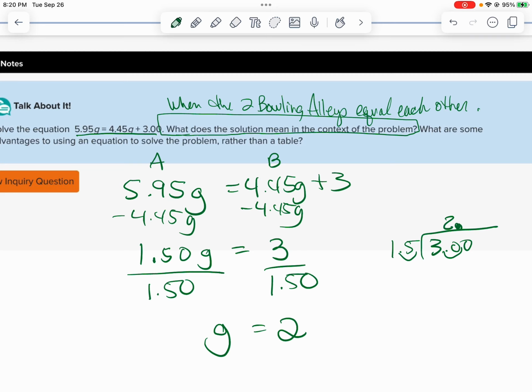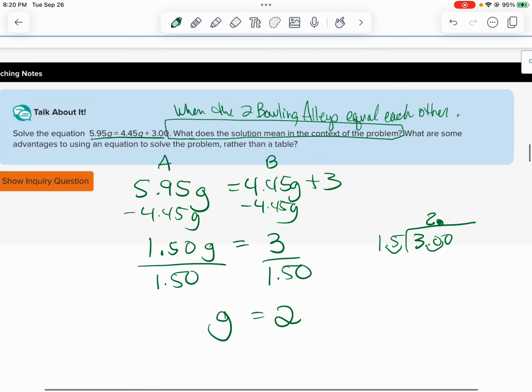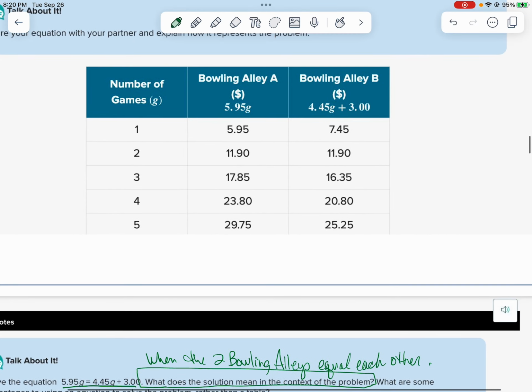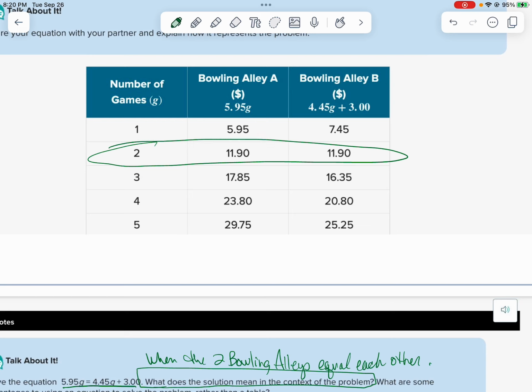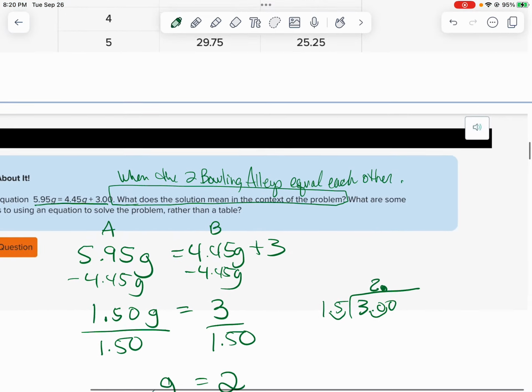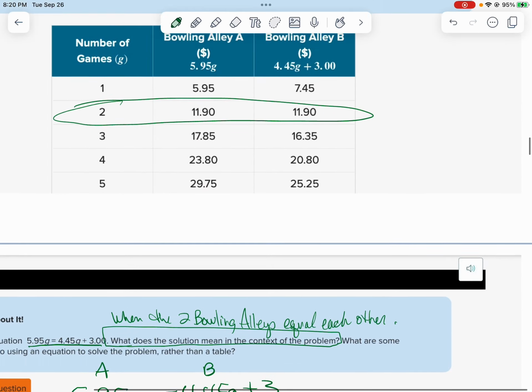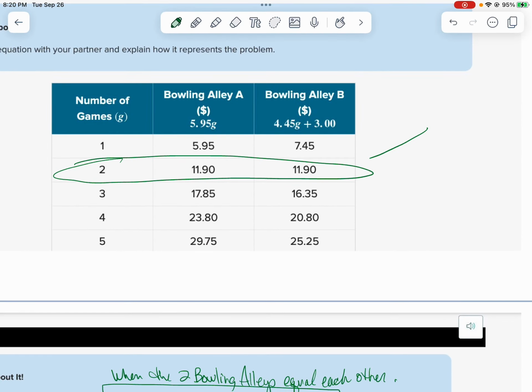Now, what are some advantages of using the equation to solve the problem rather than the table? Because if we look up here at the table, we could have looked right here and said, oh, at 2 games, they're exactly the same. Now, personally, I would rather solve the equation most of the time, because sometimes you don't figure out when they equal each other until it's like 60 or 70 or whatever, and you have to keep plugging in numbers until you get that high up.